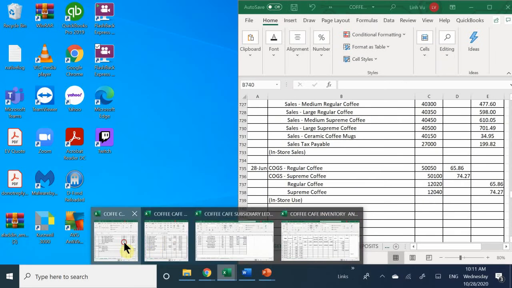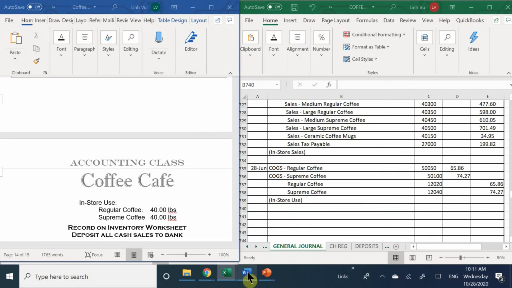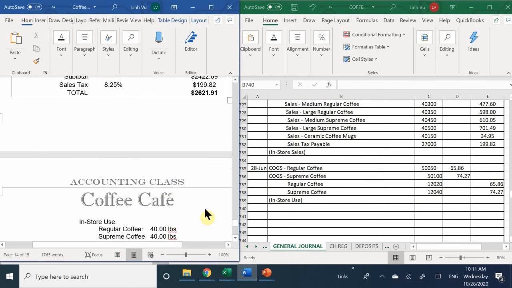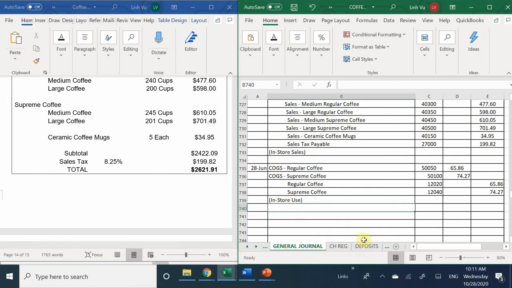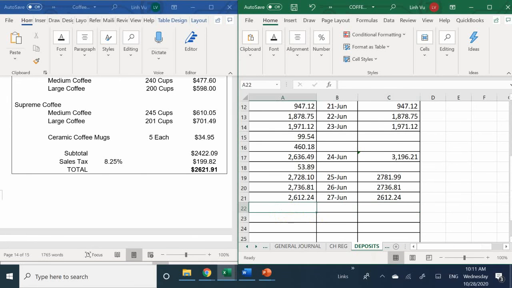Deposit. Okay, so you want to do the deposit. Good. So how much are we going to deposit in our bank? 2,621.91. Today is supposedly June 28th. So I am going to deposit that full amount. All right, good.